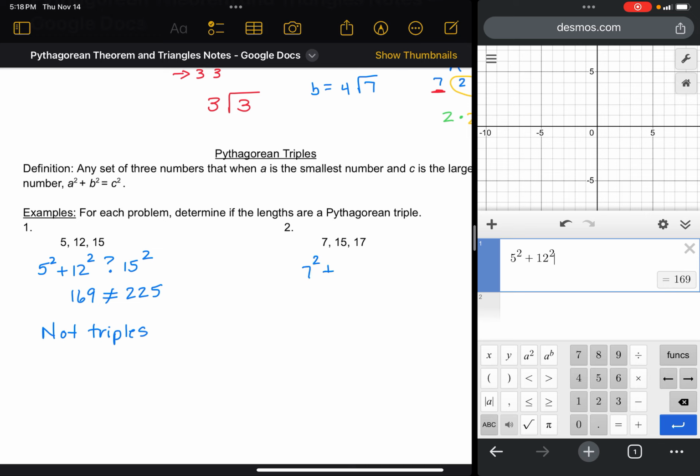7 squared plus 15 squared. How does that relate to 17 squared? So over here I have 7 squared plus 15 squared, 274. I want to say that's 289, but let's double check. Yep, 289. These again are not equal, so they are not triples. Again, to be a triple, they have to equal, okay?